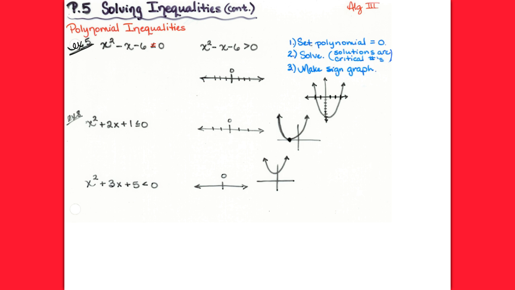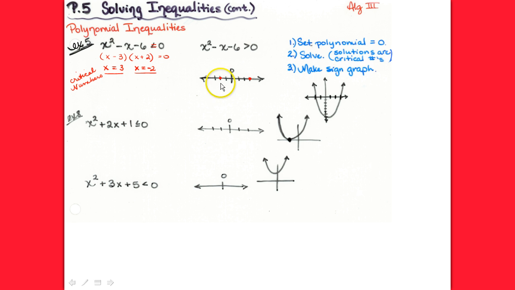So step number one, we're going to set this polynomial equal to 0. So we're going to treat it just as if it was an equality. So if up here I had x squared minus x minus 6 is equal to 0, and I were solving that, I could either factor or do completing the square or quadratic formula, whatever you want to do. In this case, factoring worked, so that's probably the fastest, easiest way to solve this. When I solve it, the solutions that I get are my critical numbers, and I'm going to use those critical numbers to make a sign graph.